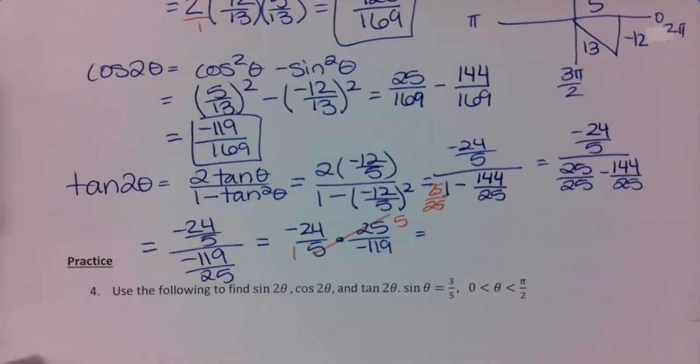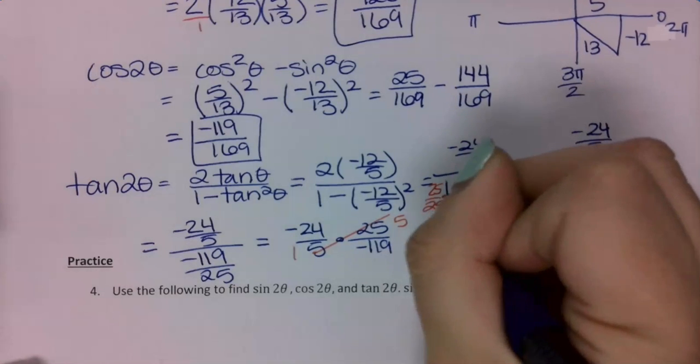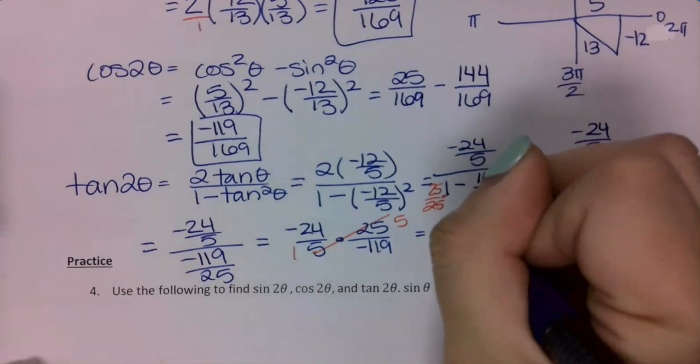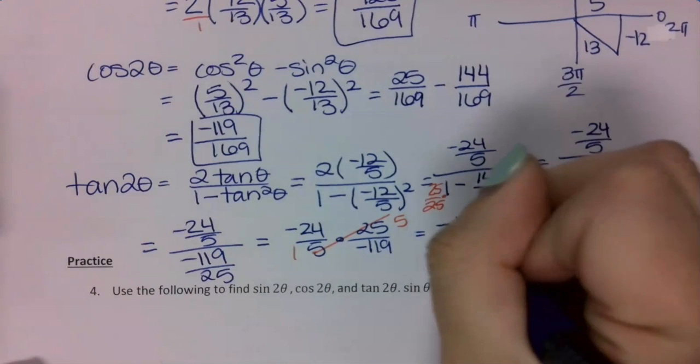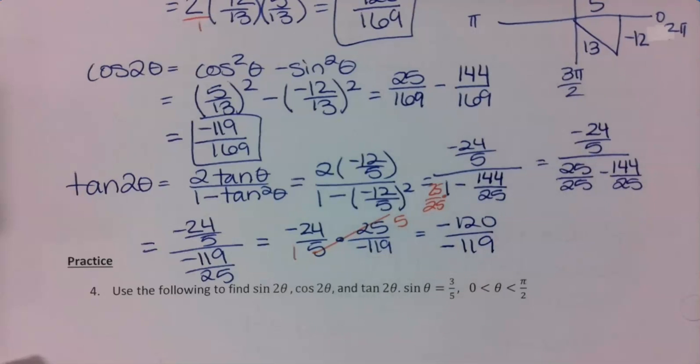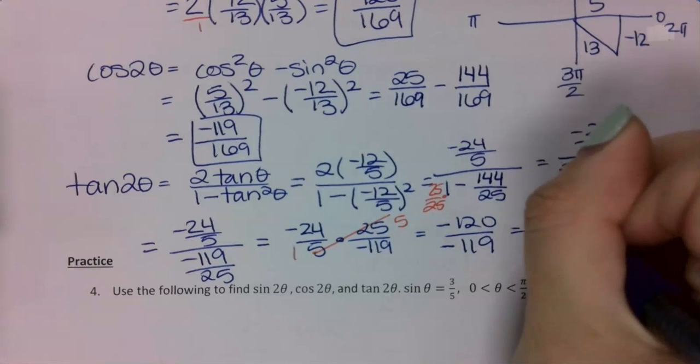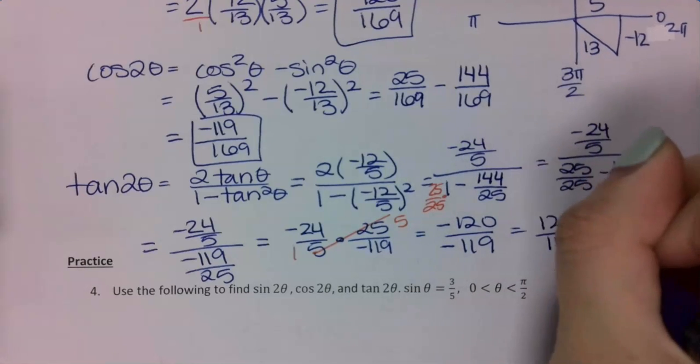Okay, so negative 24 times 5. Right, 1 times negative 119. Negative 119. Can this simplify anymore? I can make it a positive.